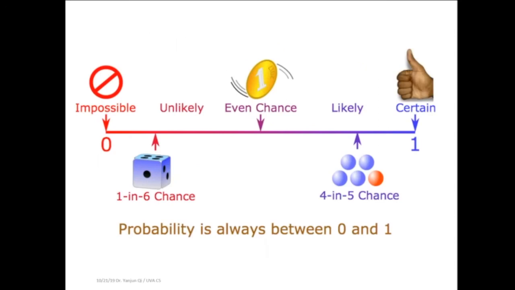So this is just trying to show you probability is always 0 to 1, from the impossible, which is the empty set, to certain, which is the sample space, and things in the middle are unlikely to likely, or there's even chance in the middle.